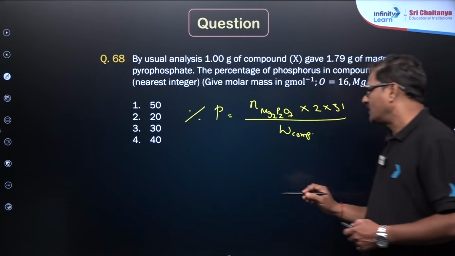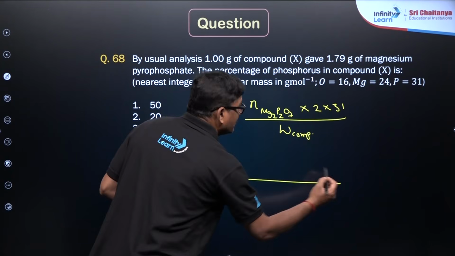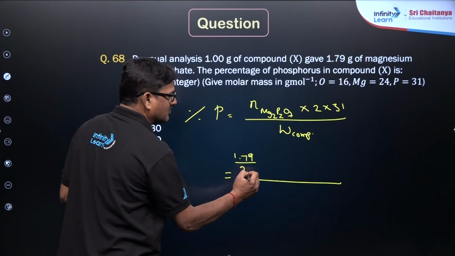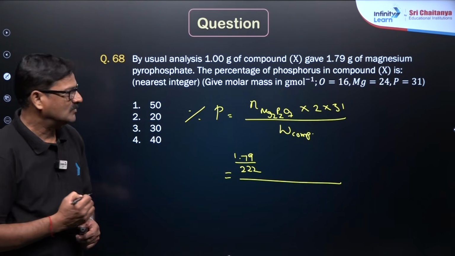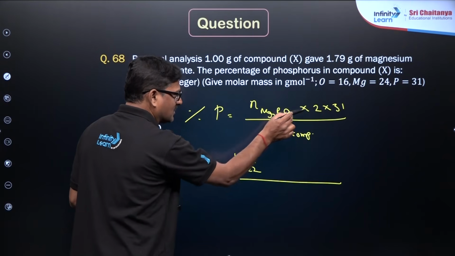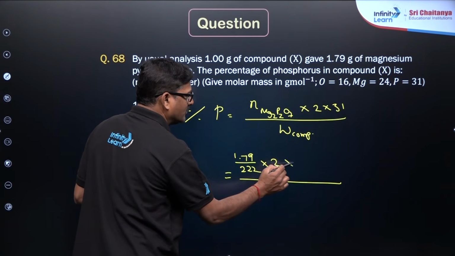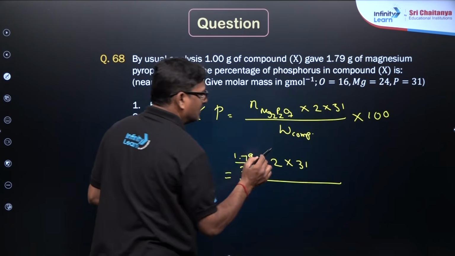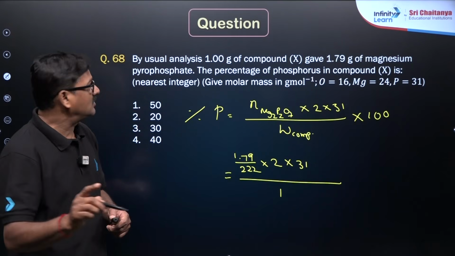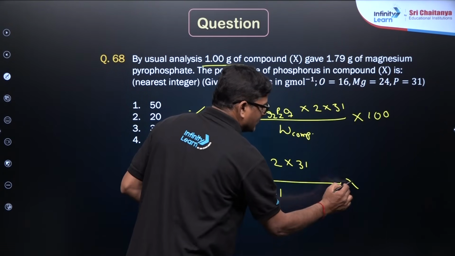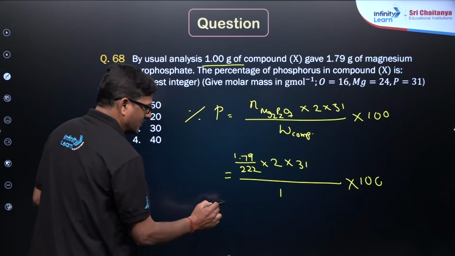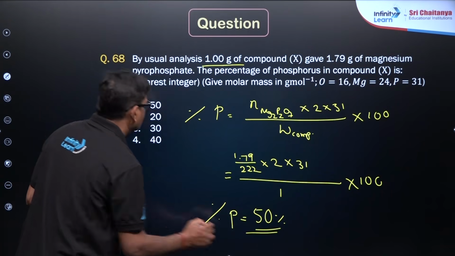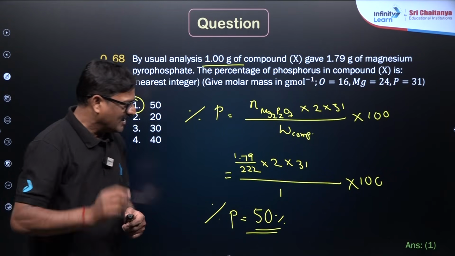So number of moles of magnesium pyrophosphate is going to be weight of magnesium pyrophosphate, 1.79, upon its molecular mass, which is 222. As 2 phosphorus atoms are there in the magnesium pyrophosphate, multiply by 2, and phosphorus atomic mass is 31. We have to take the percentage, and weight of the compound is 1 gram, and it is going to be 100. And the percentage of phosphorus on solving, we are going to get 50%. So the answer for this question is going to be option 1.